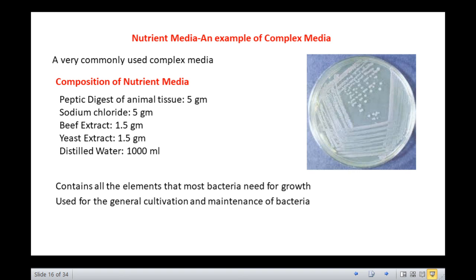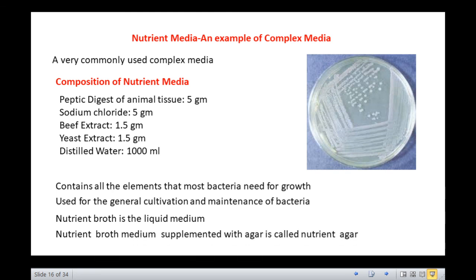In nutrient media, the carbon source is glucose, beef extract is the source of mineral salts, nitrogen, vitamins and peptones in semi-digested protein. Nutrient broth is the liquid medium and is generally used for cultivation of bacteria. When a broth medium is supplemented with agar, it is called nutrient agar medium.